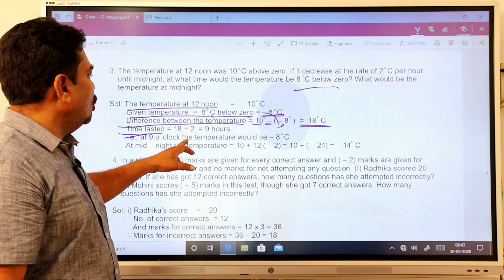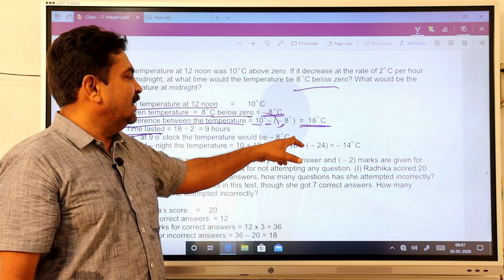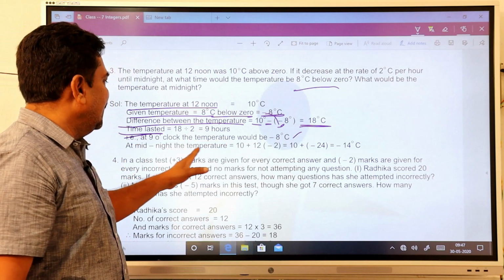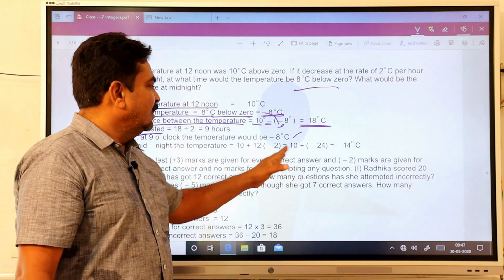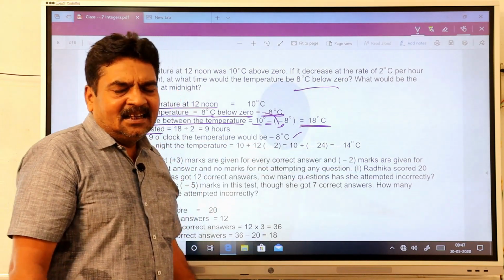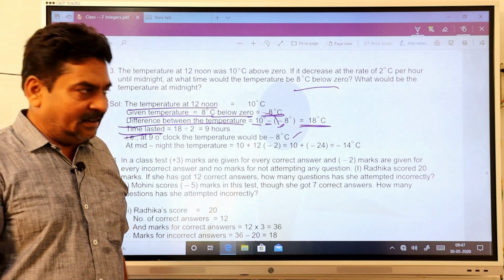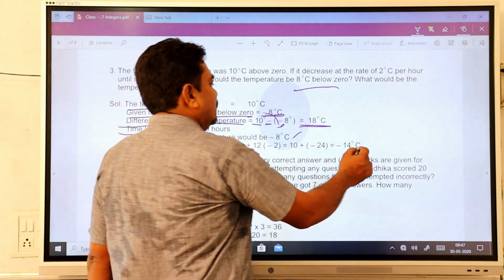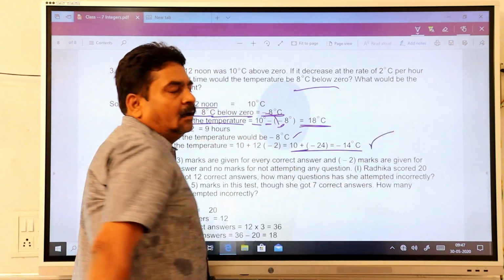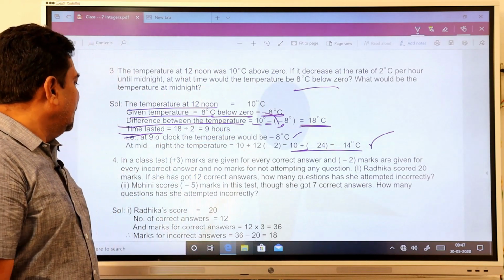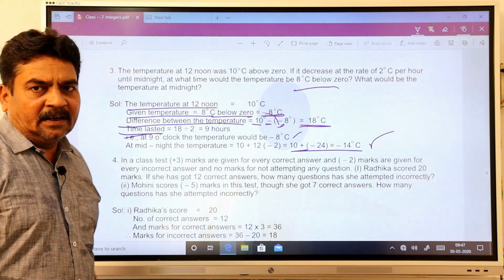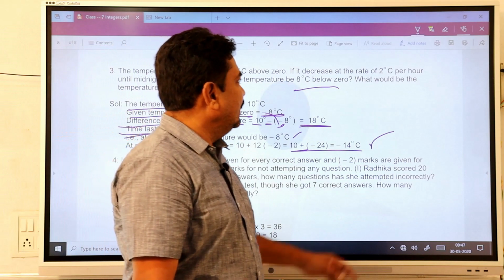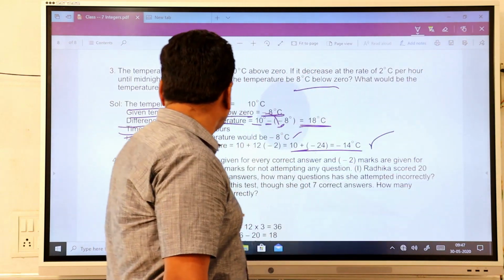Okay, at 9 o'clock the temperature would be minus 8 degrees. At midnight the temperature is nothing but minus 14 degrees centigrade. This you can easily do. Let's go to the fourth one now. The fourth one is like this.